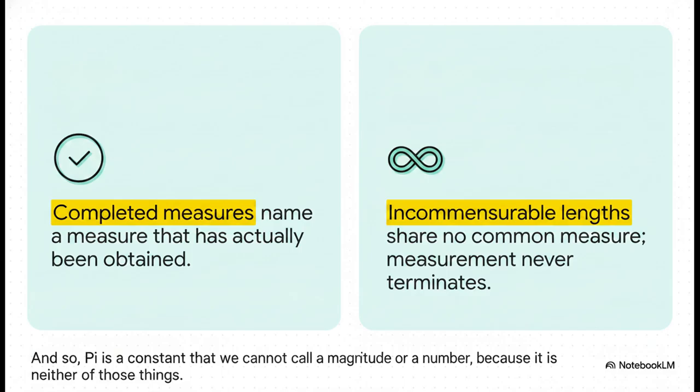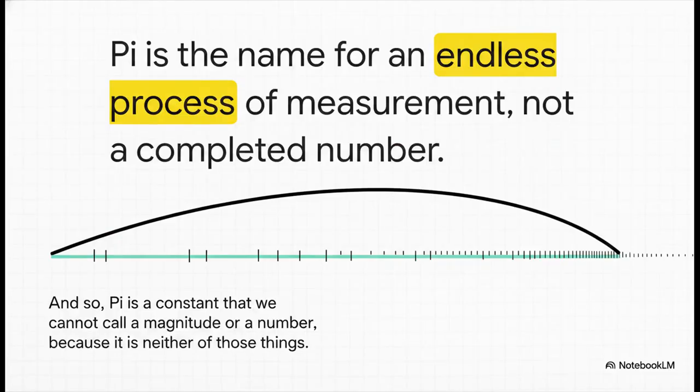Compare that to the concept of incommensurability. In geometry, when two lengths are incommensurable, it means absolutely no common measure exists between them. And because they share no common measure, the act of measuring one against the other simply cannot stop. It literally never terminates. And that is exactly what happens with a circle. The circumference and the diameter are fundamentally incommensurable. Because there's no common measure for both, measuring their ratio never completes. It just keeps approximating forever and ever. Therefore, pi is really just a perpetual attempt. It's the name for an endless failed process of measurement, not the name of a completed number.